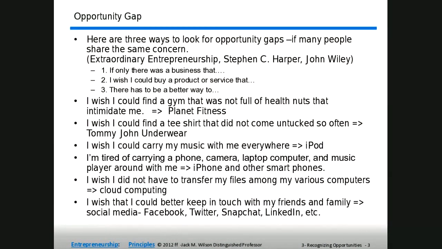So the key thing about this opportunity gap is to answer those questions, which I have adapted from Steve Harper.